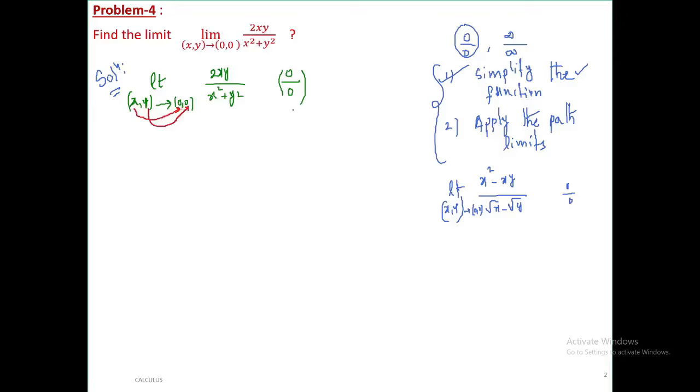First, simplify the function. Can I simplify it? There are no similar terms to cancel out in the numerator and denominator. So path limits. Before entering into this, we need to understand carefully. The function is given to us, and (x, y) reaches to (0, 0). This is the point, this is origin (0, 0).